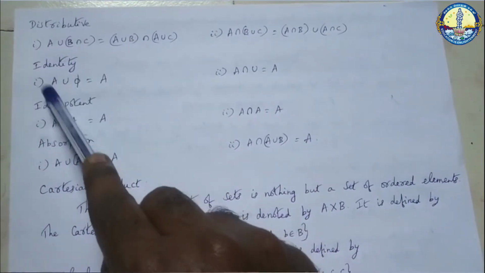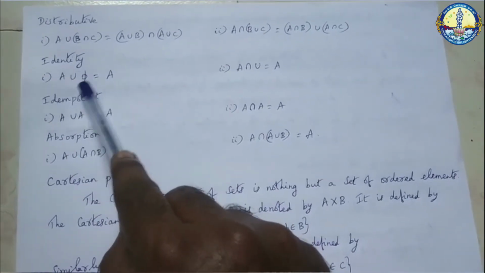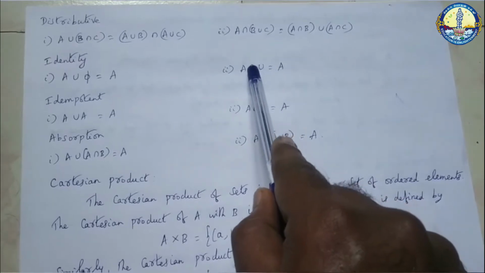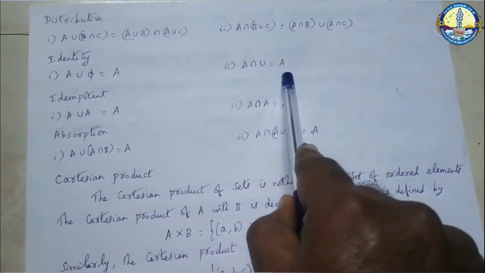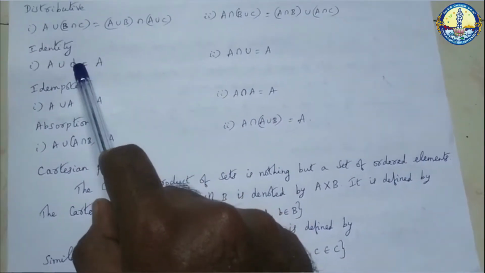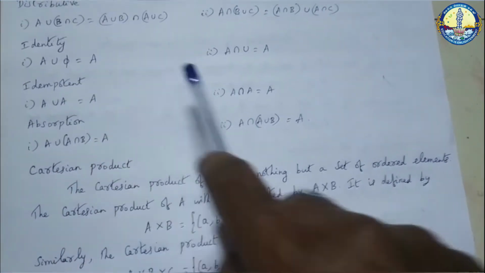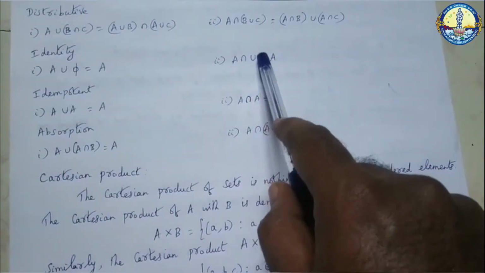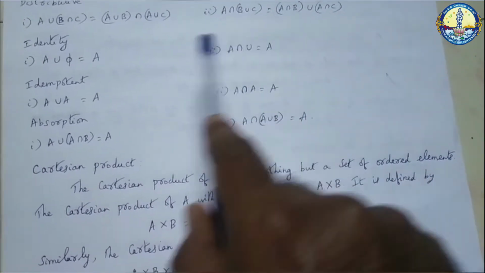Identity: A union null set equals A. This is called the null set or empty set. A intersection U, where U is called the universal set, the whole set, equals A. So A union empty set equals A intersection U equals A. The empty set is phi, the null set. Union with the empty set gives A, and U is the universal set with all elements in that set, so intersection with U obviously gives A.